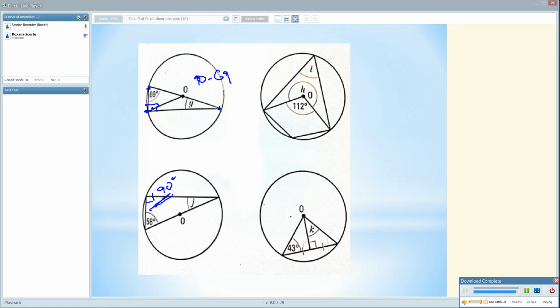In this case, it's the same theorem. This is 90 degrees. Once you realize that, you just have to find out this angle. Yeah, so the 58 and this one are going to be 90 degrees altogether. So you just do the difference.